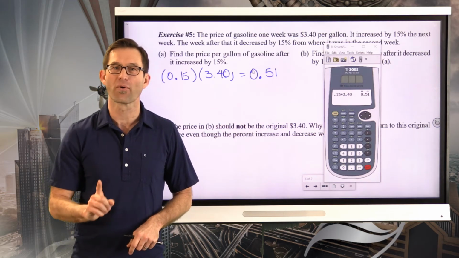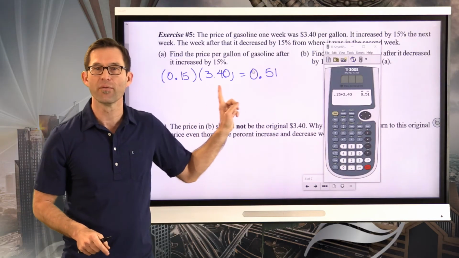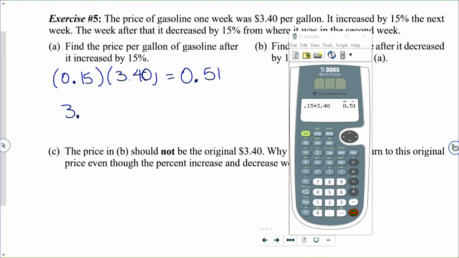That is how much the price went up. So the price went up 15% of the base price of $3.40. So the new price is going to be $3.40 plus 0.51. I'm going to do that one in my head because it's pretty easy. And that gives me $3.91.